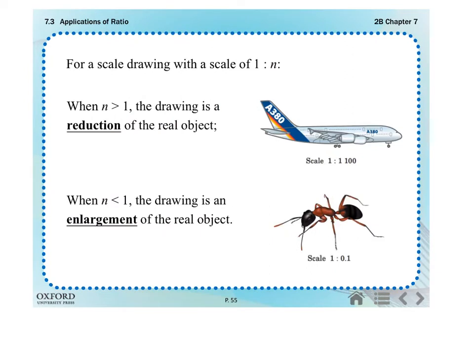Okay, so here is some conclusion. Whether it is a reduction or an enlargement of the real object depends on the scale. And the reduction is the most common. For example, every day we use Google Map, this is a reduction. But in the science textbook, for some species, for example bacteria, which are very small, when you use the microscope to look at them, it is an enlargement.